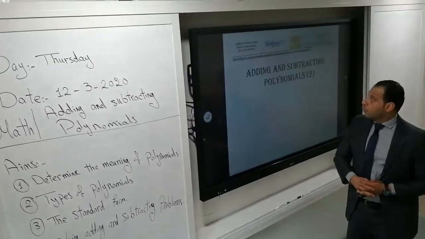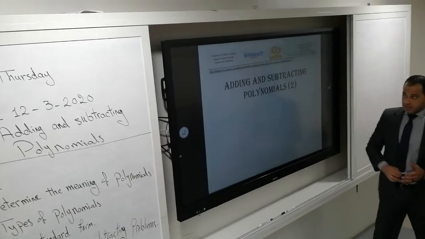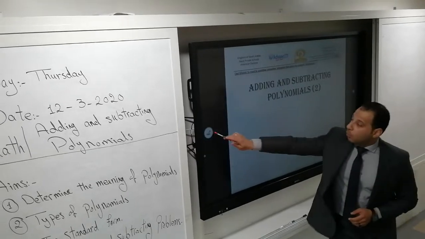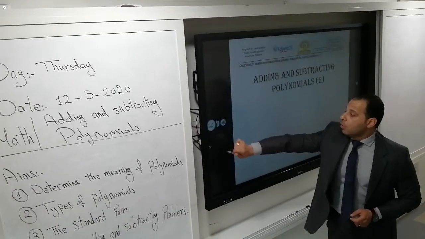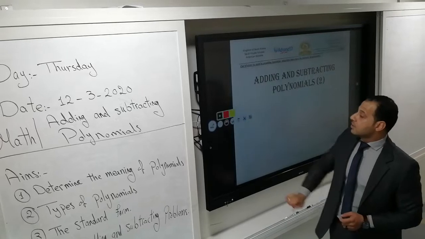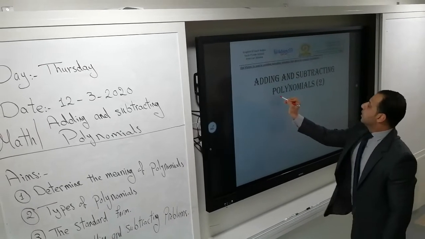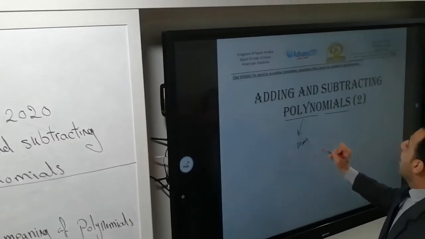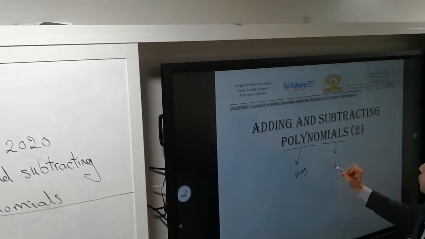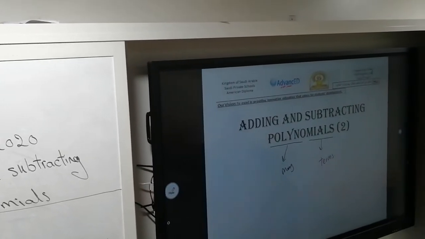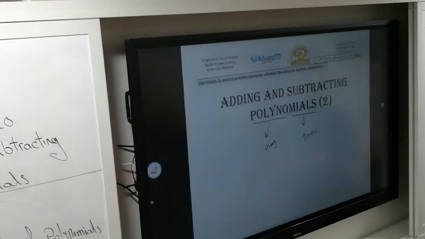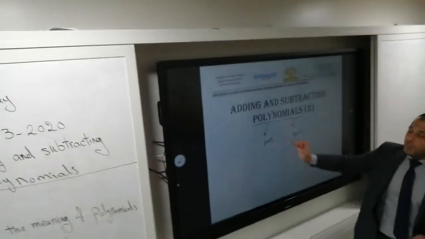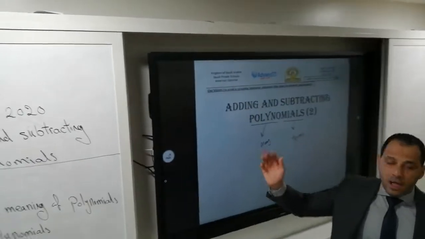What's meant by polynomials? Polynomials first is a word that consists of two parts, which are poly and nomials. Poly means many, and here it means terms. So now we are talking about many terms. So adding and subtracting polynomials means we have many terms.